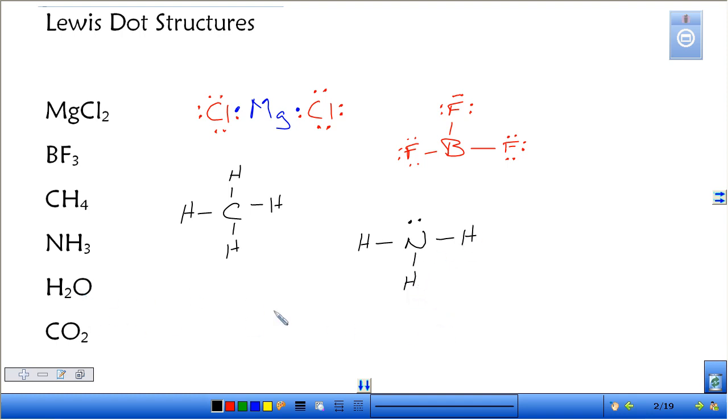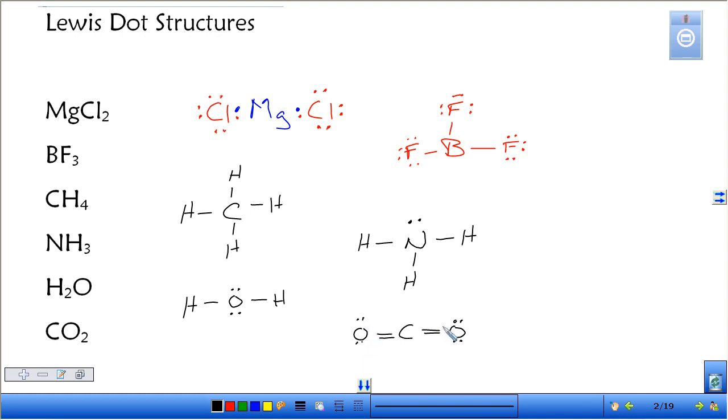Then finally, the last 2 that we have here are water, and water has 2 electron pairs that are not bonded, plus the 2 that are bonded to the oxygen, or to the hydrogens. And then last but not least, we actually get a double bond between the carbon and the oxygen, and the same thing on this side with the carbon and the oxygen.